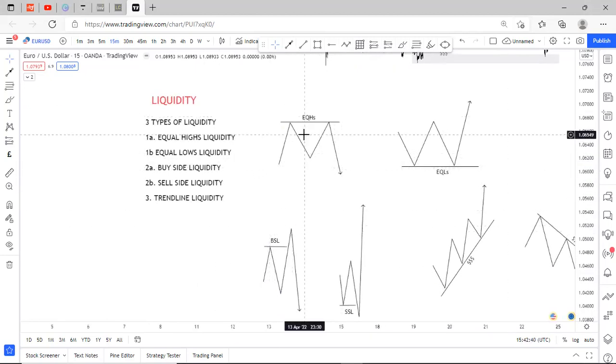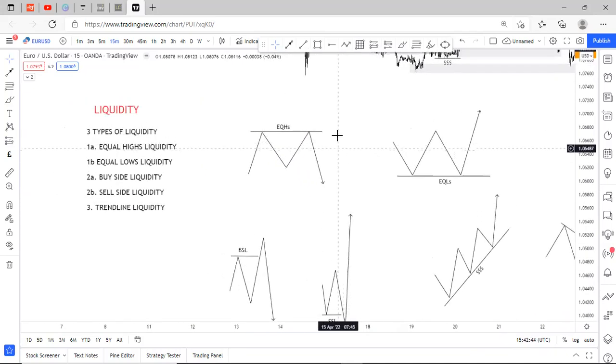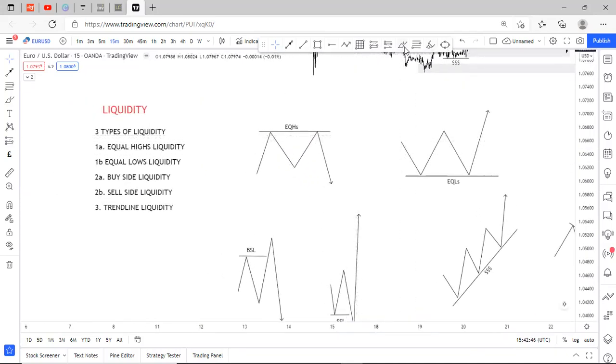So starting with the first one, the equal highs liquidity, this is it right here. What do you mean by equal highs? Equal highs is an area where price comes to a particular point and another time also comes to that zone. So now we have these equal highs, that is the highs that are at the same level. Okay, so at this level, this is not a resistance zone.